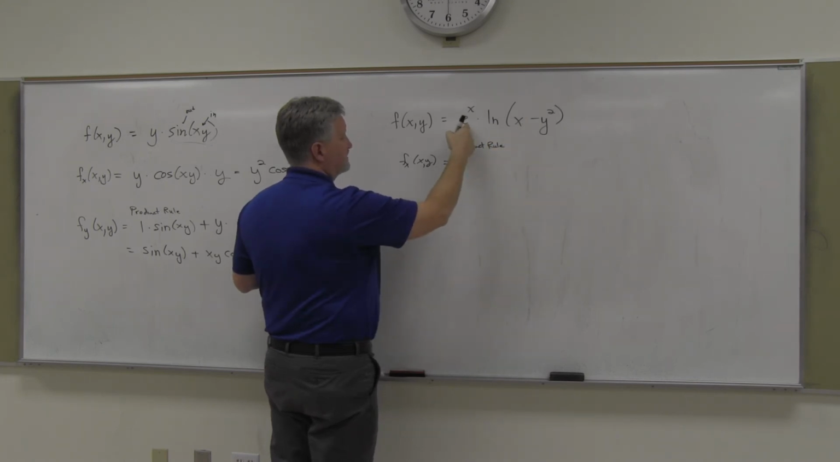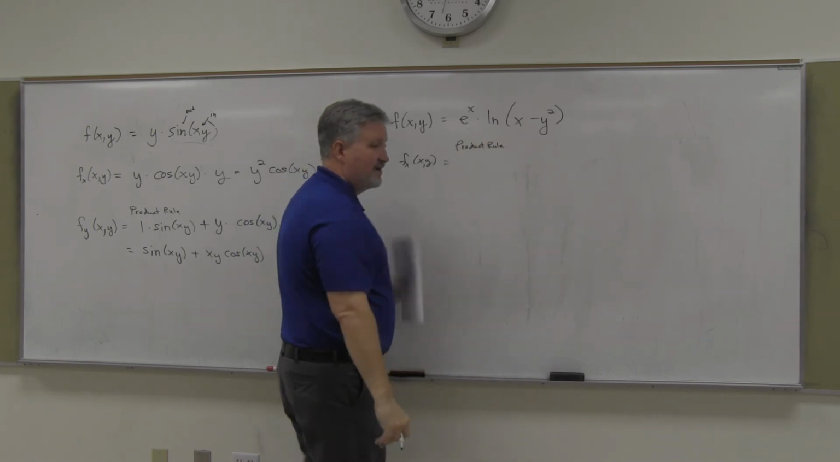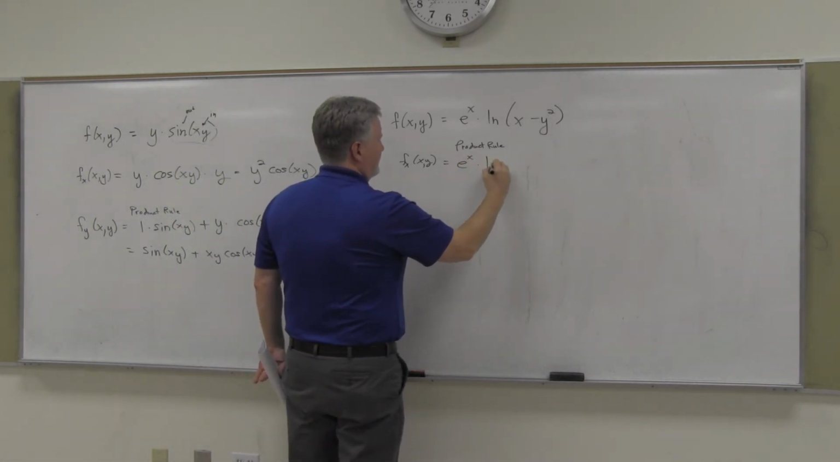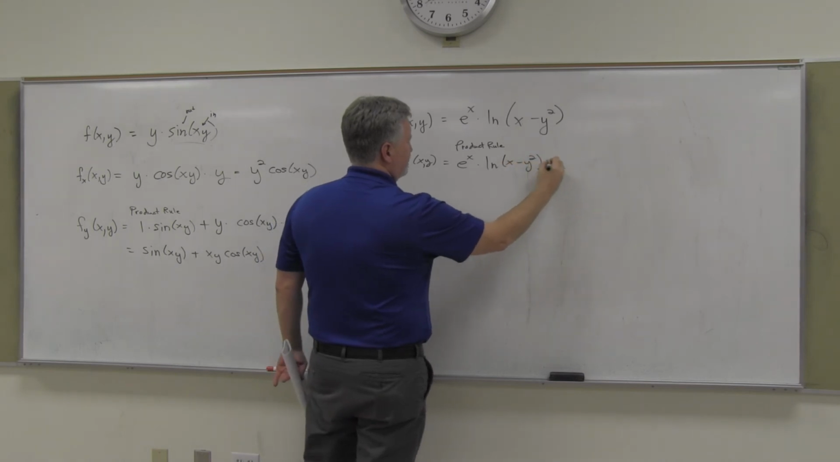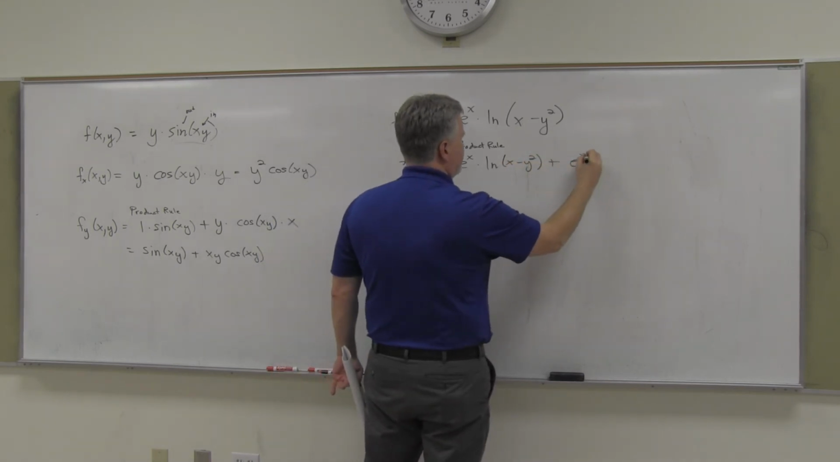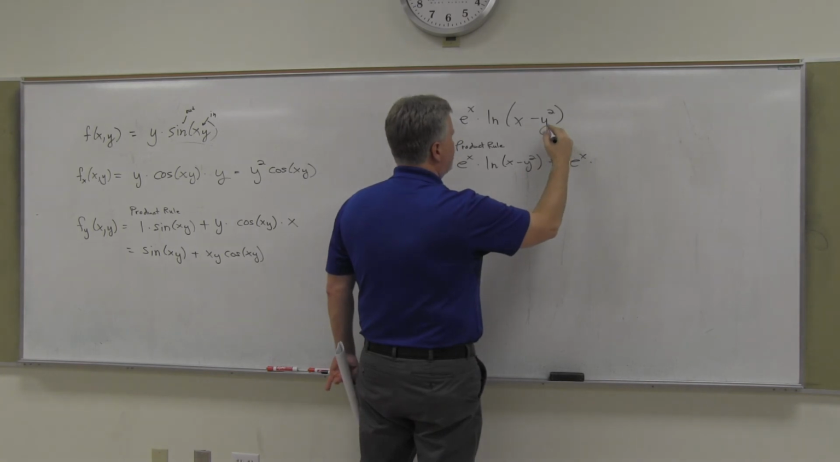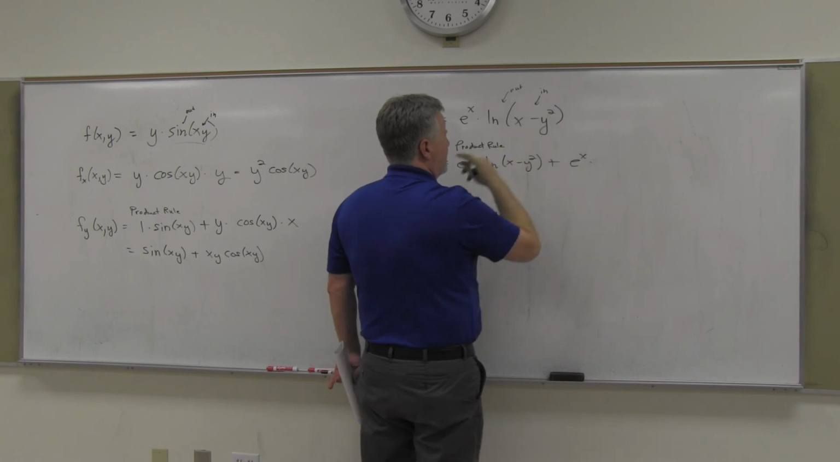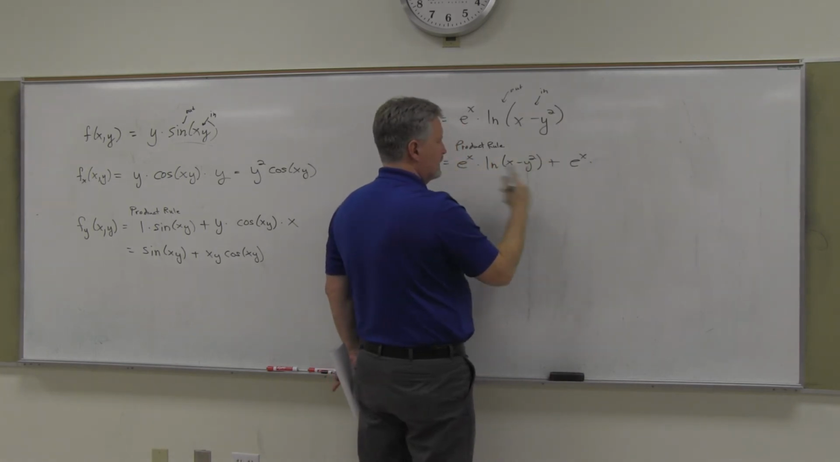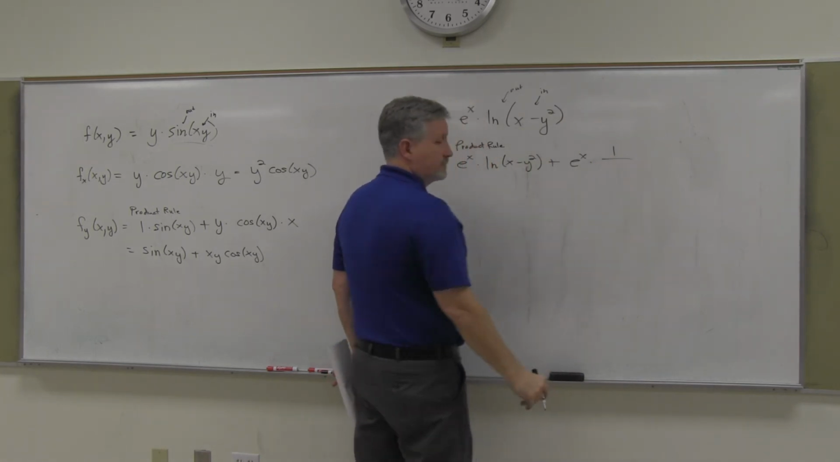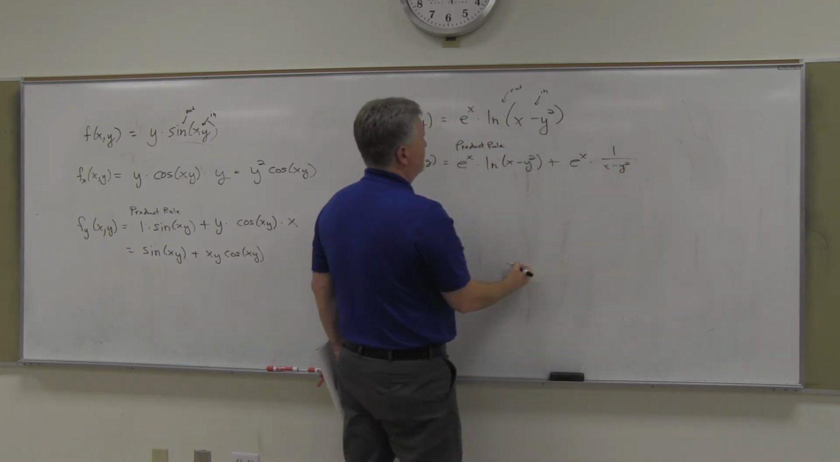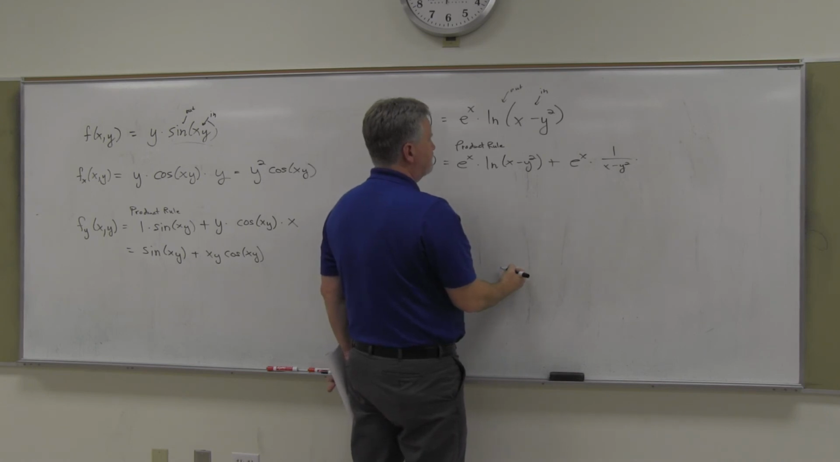One of the reasons for doing this is just to review. What's the derivative of e to the x? e to the x, okay. Times ln of x minus y squared, leave that one alone. Then reverse that, so e to the x times the derivative of ln. Again, that's inside and outside. The derivative of ln is 1 over, leave the inside alone, times the derivative of the inside.